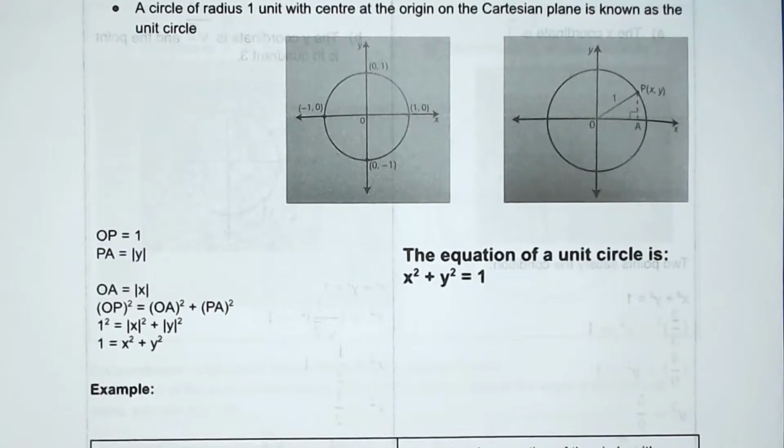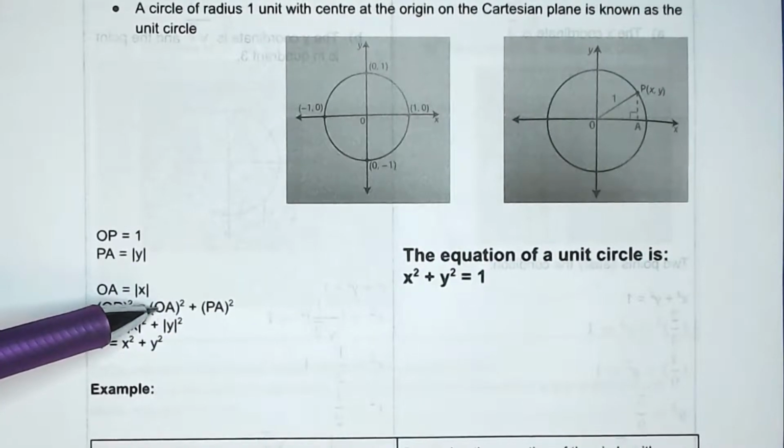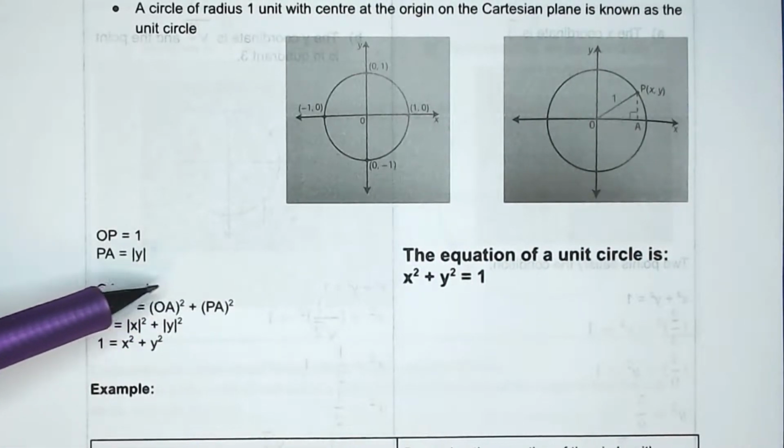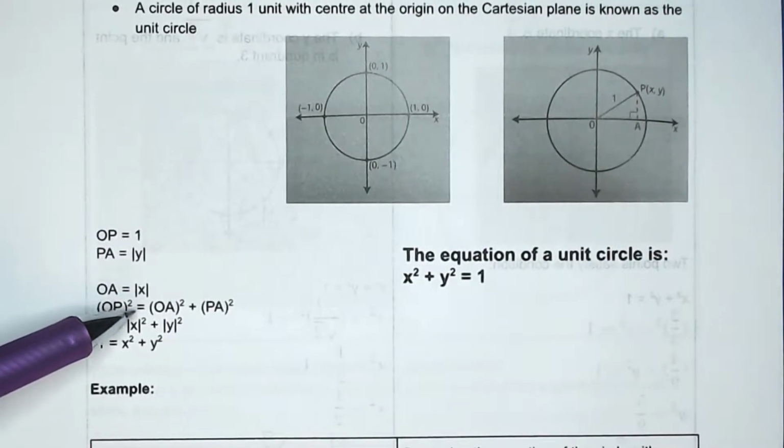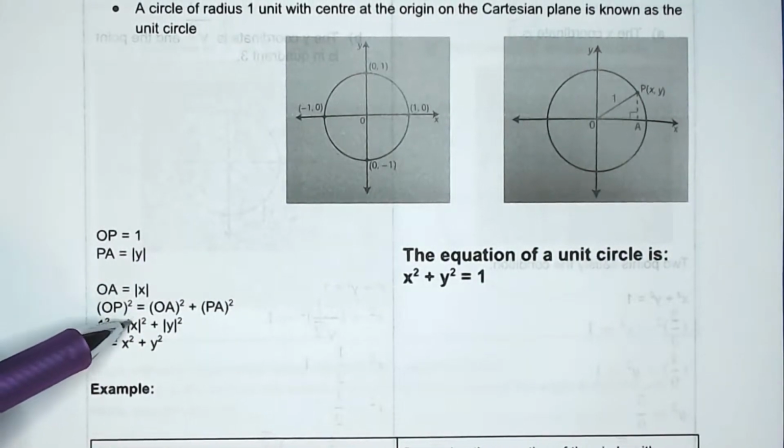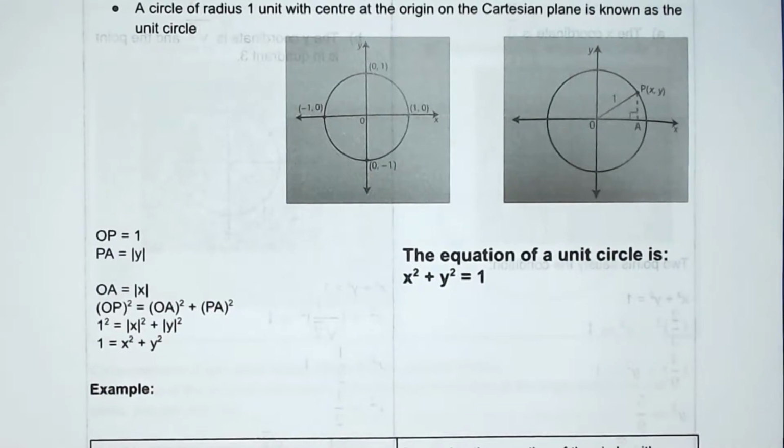So what we can say is OP squared is equal to OA squared plus PA squared. Notice that this looks something like your Pythagorean theorem. C squared is equal to A squared plus B squared. So our hypotenuse is 1, and then we're looking at the absolute value of these coordinates to give us the correct answer. So when we simplify it down, we would just get 1 is equal to x squared plus y squared. So you can find any coordinate on the unit circle if you have at least one of the coordinates, because you know that the radius will always be 1.